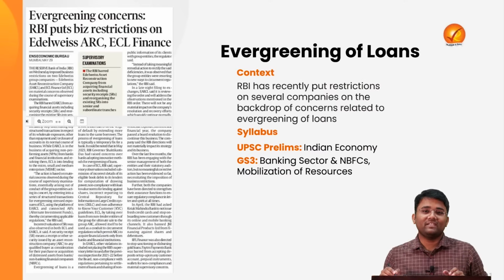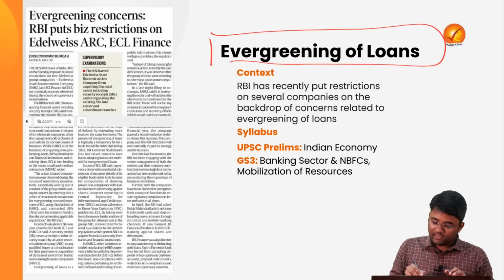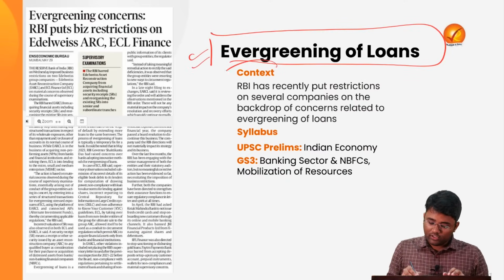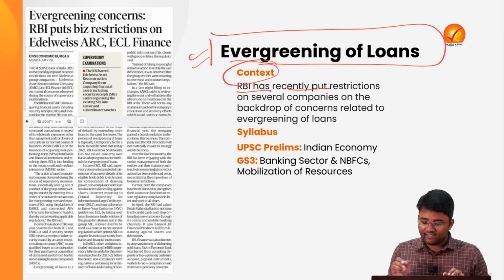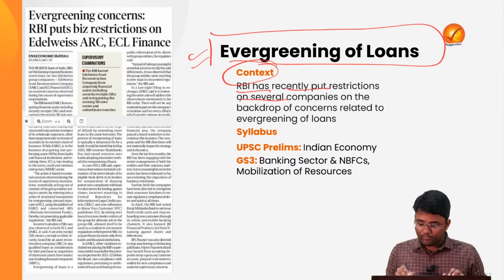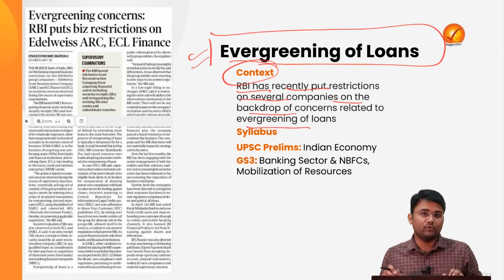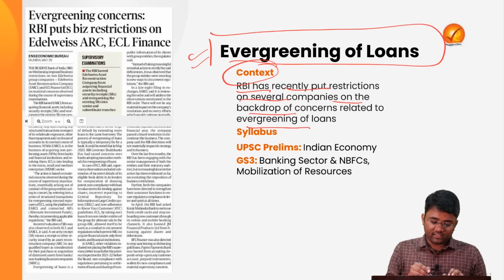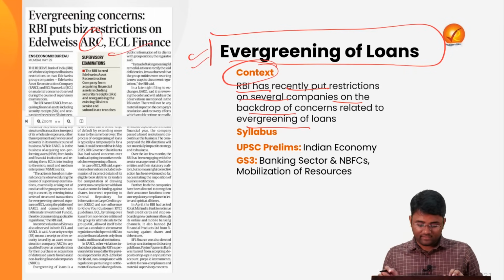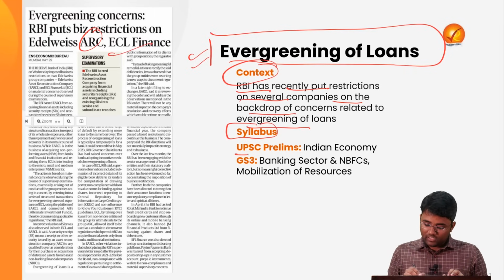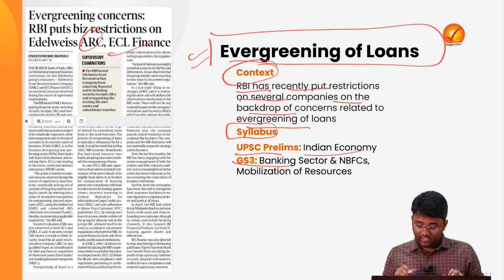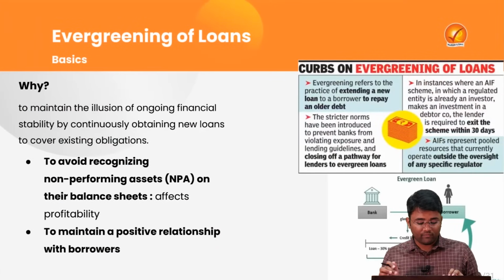Now, our next topic is an important economics topic, that is evergreening of loans. The context of this topic is that the RBI has recently put restrictions on several companies on the backdrop of concerns related to the evergreening of loans. So, the RBI has restricted several companies like ARC and ECL Finance. This topic pertains to the UPSC Prelims Indian economy syllabus, and the syllabus of the banking sector, NBFCs and mobilization of resources.